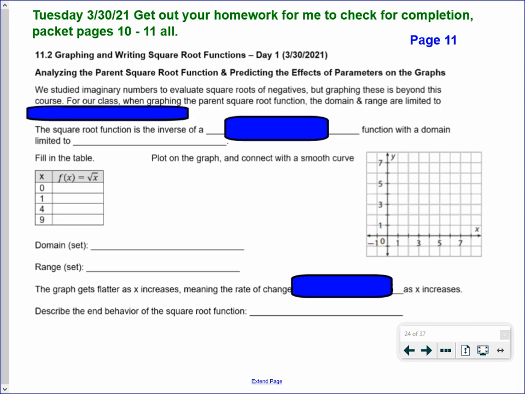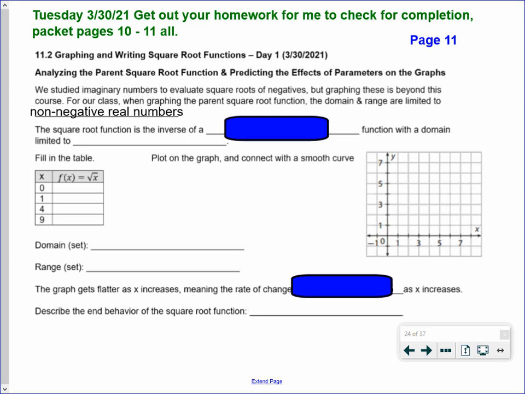How's it going, guys? Today in this video, we're going to be going over 11.2, day 1, where we're going to be going over how to graph square root functions. In the past, in this course, we did study imaginary numbers and how to get them from square roots of negatives, but trying to graph imaginary numbers is way too complex for this class, so we're not going to go over that. So when we're trying to graph the parent square root function, we need to make sure that the domain and range are limited to the non-negative real numbers.